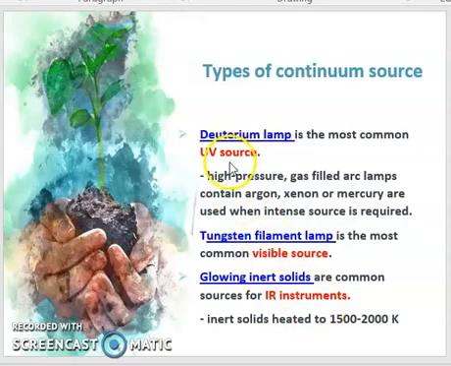So deuterium is used for UV. Tungsten filament is used for visible. Glowing inert solid is used for IR. Kalau kita tengok yang mula-mula tadi, deuterium and tungsten ni dia letakkan dalam satu instrumen because normally for UV and visible spectroscopy, one instrument can be used to analyze in these two regions, in the UV region and in the visible region. So that's why we call it UV-vis spectroscopy, because it covers both regions.